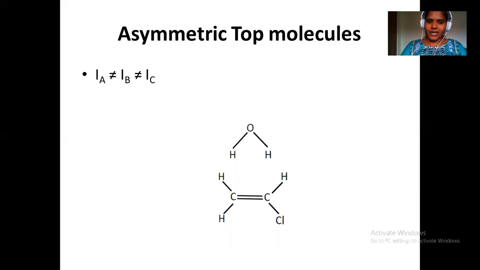Such compounds or molecules are called asymmetric top molecules. Water and CH2=CHCl are the best examples of asymmetric top molecules.